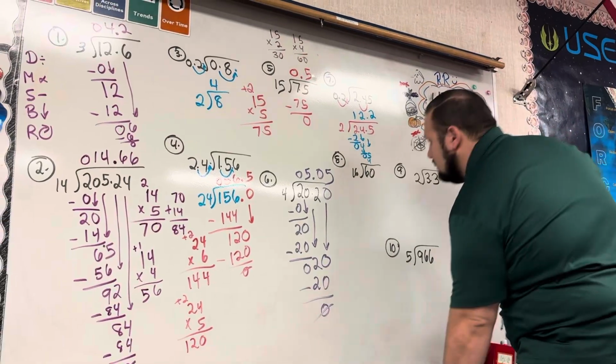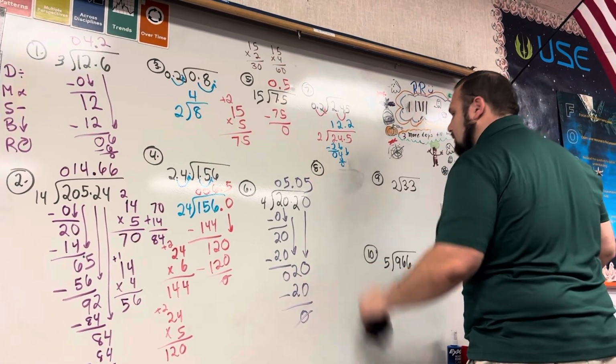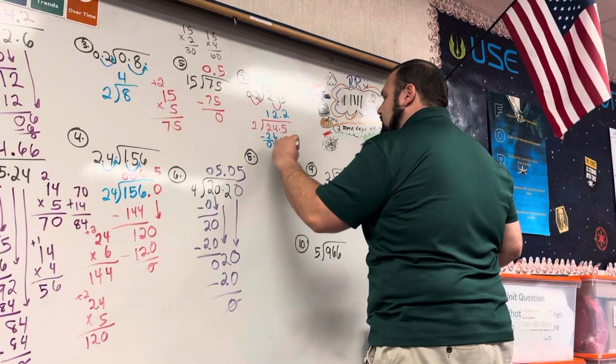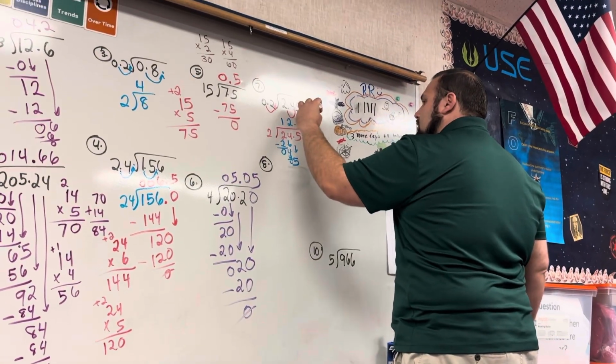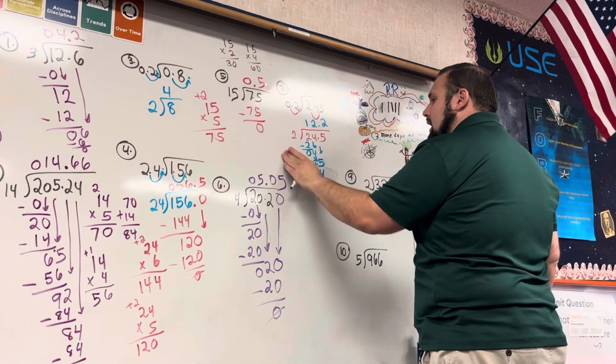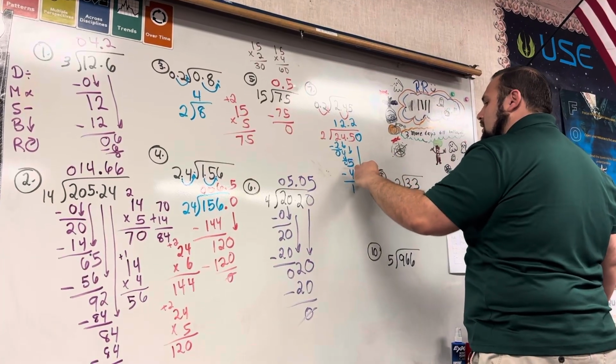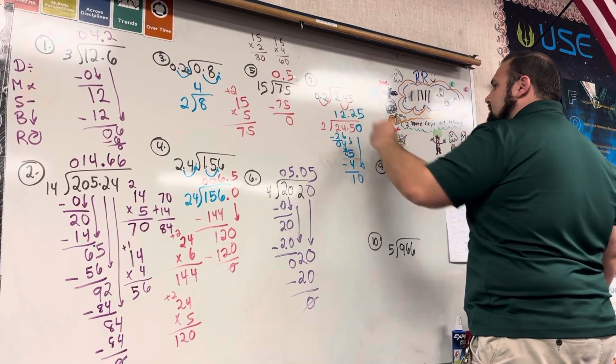Let me erase this. I'm running out of room. Okay, bring down the 5. 2 goes into 5 2 times. 5 minus 4 is 1. And now we have to take out another 0. And 2 goes into 10 5 times.